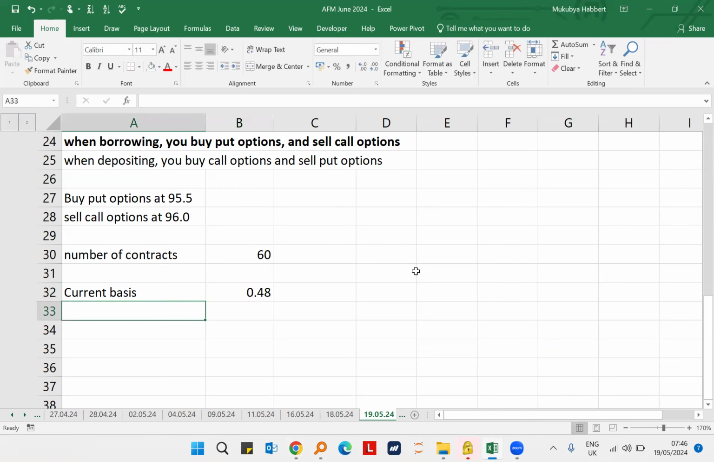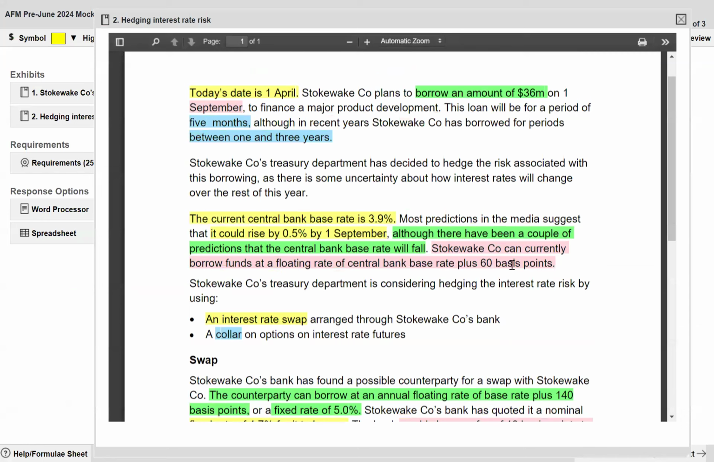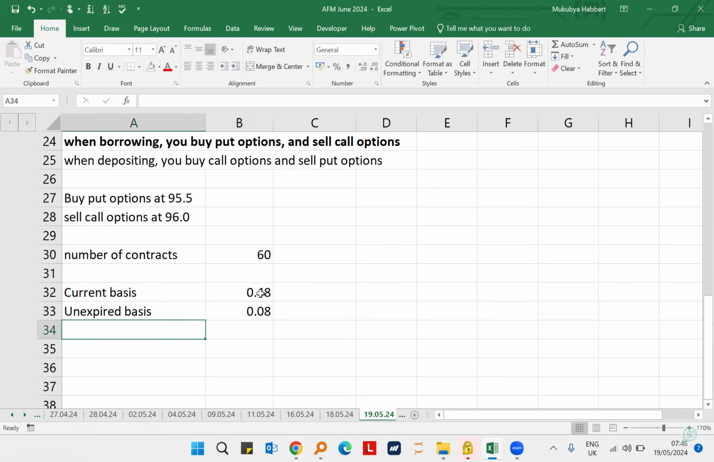So that is the current basis, 0.48. Then the unexpired basis. Now remember that the borrowing is happening in how many months? So today is 1st of April. So from 1st of April to 30th September, those are 6 months. And we know that we are going to borrow in 5 months' time. So there will be 1 month left. So it will be 1 month over the 6 months multiplied by this 0.48. That's the unexpired basis, 0.08.